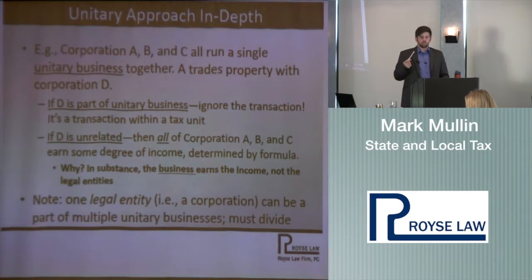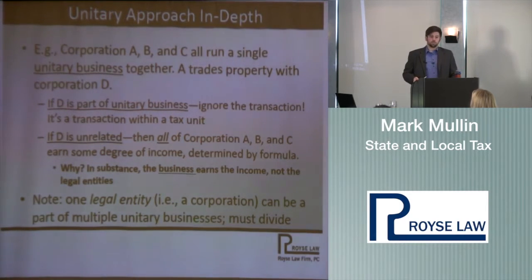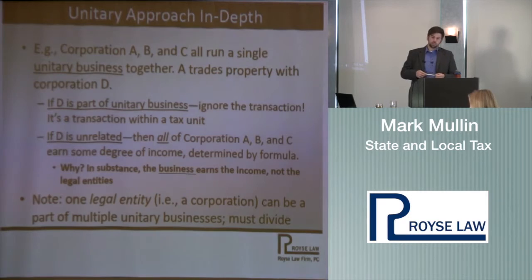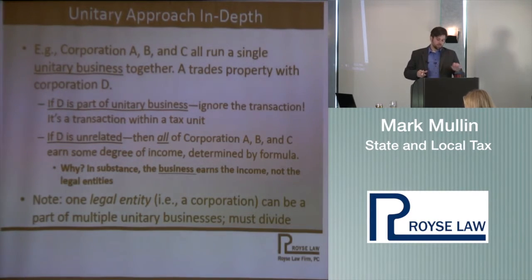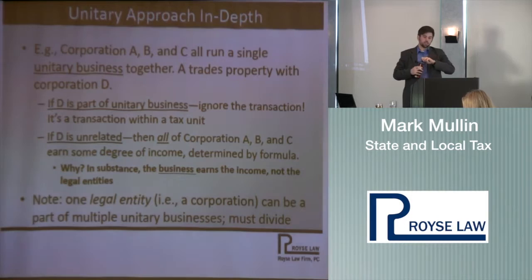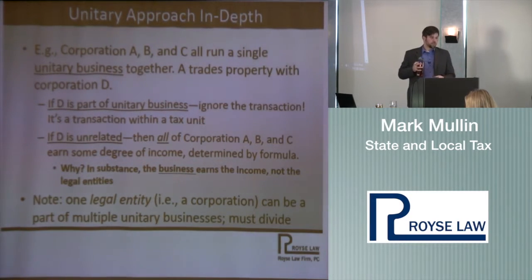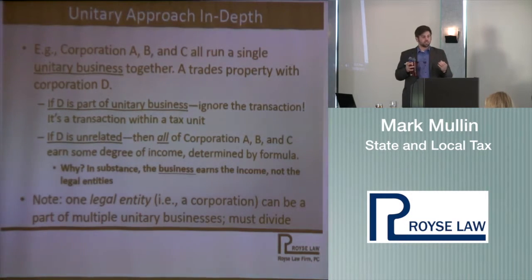And now one of those corporations, A, trades property with a corporation D. Now let's say D is part of the unitary business. What the unitary business approach says to do is disregard the transaction. You're just moving stuff around within the same entity, the same business. If Corporation D is unrelated, then all of Corporation A, B, and C will be considered to earn some degree of income, even though, from a legal formal perspective, only Corporation A was involved in the transaction. The reason for this is that, in substance, under the unitary approach, the business is what is earning income, not the legal entities.